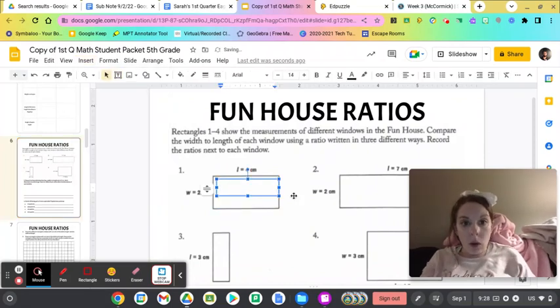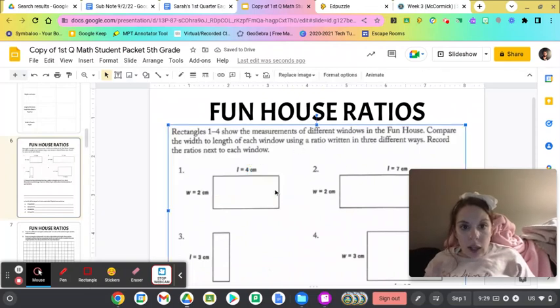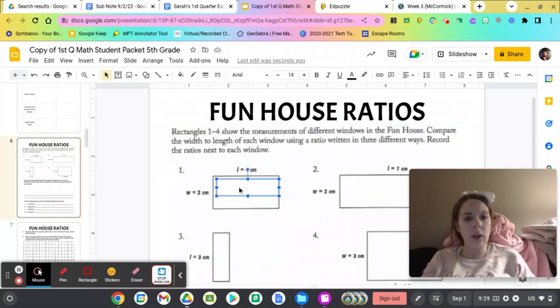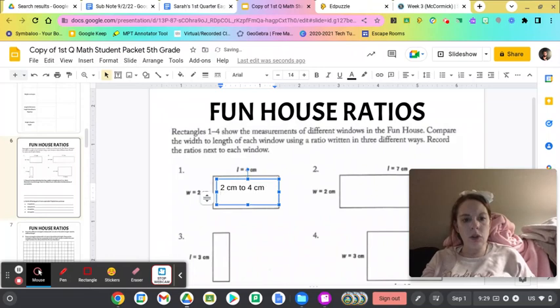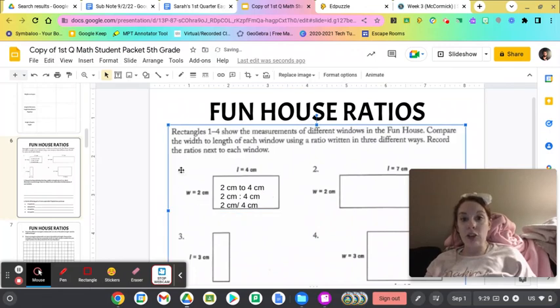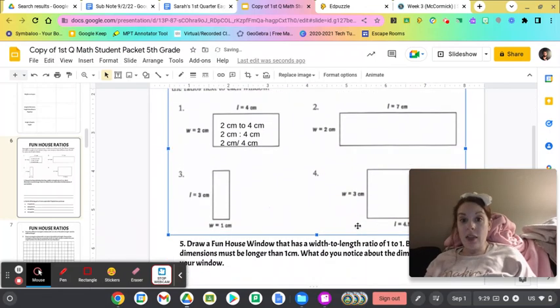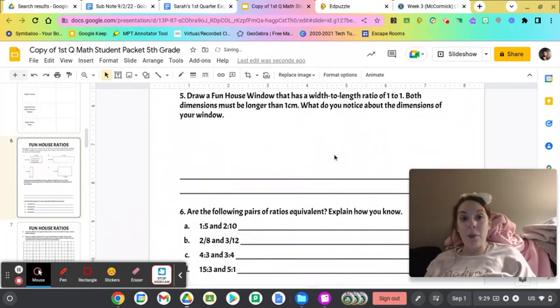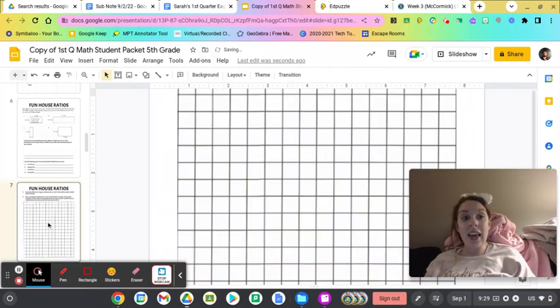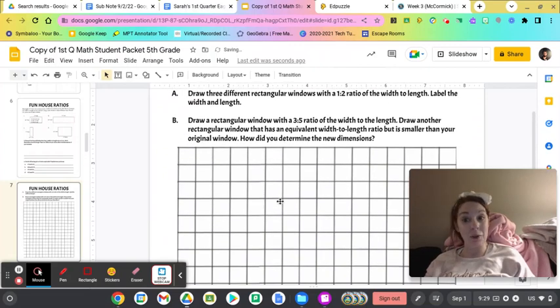All right, so I can't see it, 4 to 2. Okay, so it's width to length. So that would be 2 centimeters to 4 centimeters, 2 centimeters colon 4 centimeters, and then 2 centimeters over 4 centimeters like a fraction. So there we go. You would do that for questions 1, 2, 3, and 4. That would be awesome if you got that far. We're going to work on questions 5, 6, and then this grid page together next time we're together, which I really look forward to. If you have any questions, you can send me a Schoology message or an email, okay?